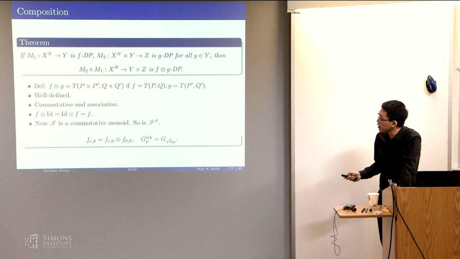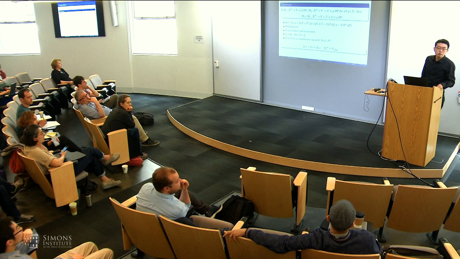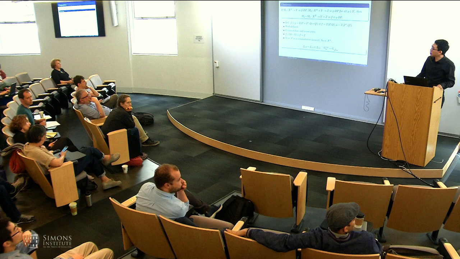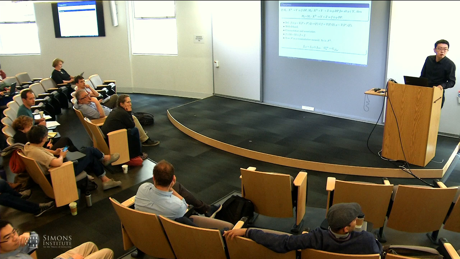Yes? Jinshuo, does the first one say there are actually two mechanisms that you can apply one after the other? Am I missing that? If the first one is epsilon pure DP, the second one is epsilon equals zero and delta DP, then the composition would be epsilon delta DP. Is that actually what the theorem is saying? No, I don't think so. It talks about the trade-off, not about the actual mechanisms.